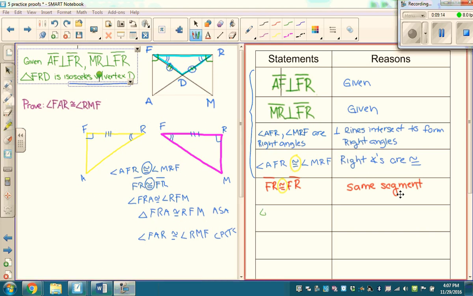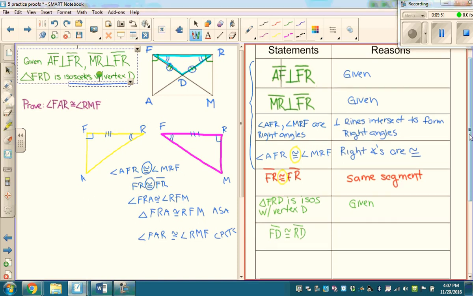So triangle FRD is isosceles with vertex D. That just means D is the symmetry point. So that's given. So the result is that we know that FD is congruent to RD.